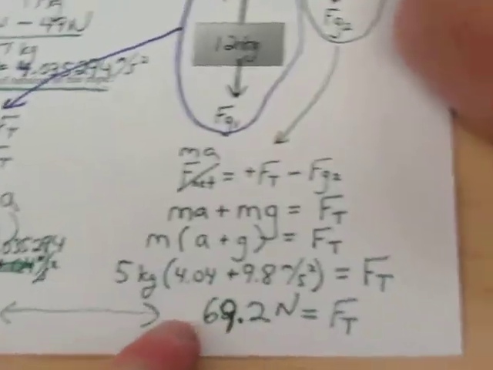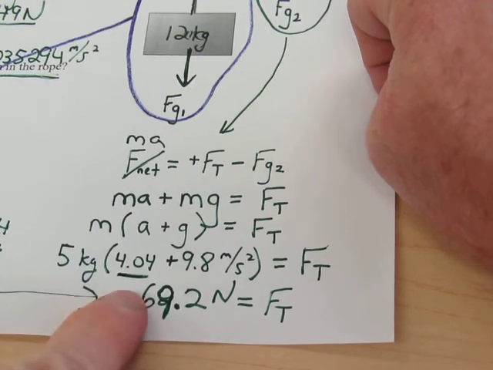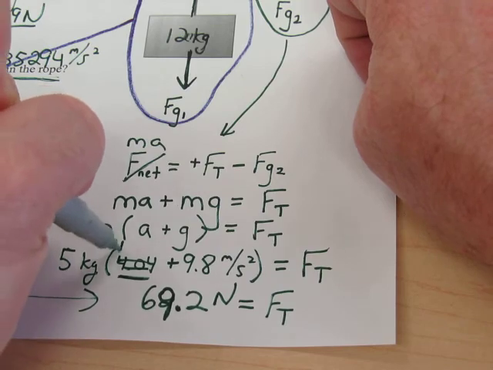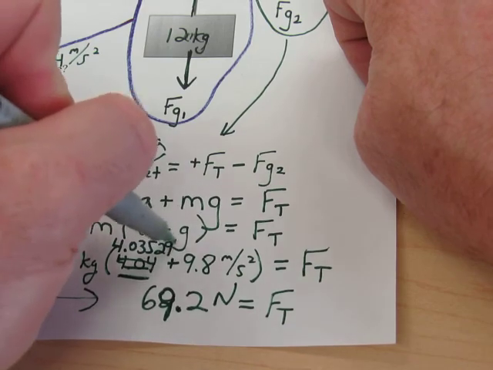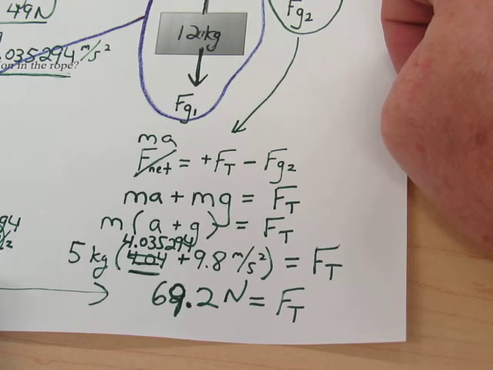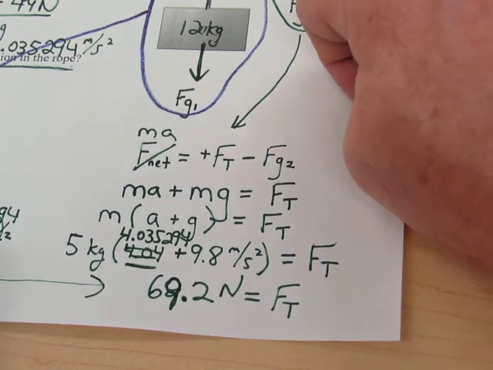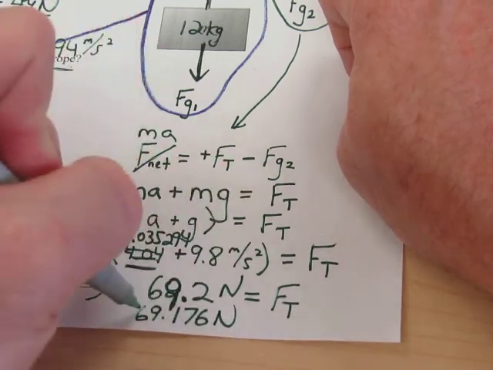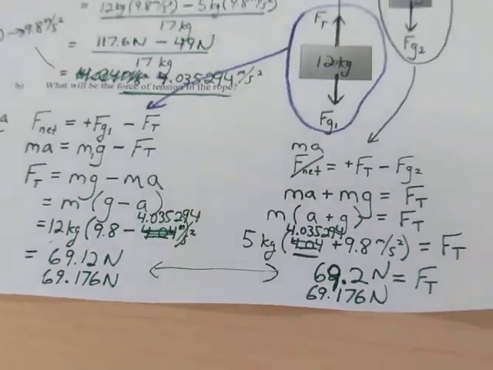Going over to this other mass, same thing. If I didn't round, and I don't feel like I rounded. I mean, 4.04 doesn't feel like rounding. But had I instead not rounded at all and wrote 4.035294 and repeated that calculation, I'm going to add on 9.8 and multiply by 5. I get an answer of 69.176. It matches right down to the thousandth of a decimal place on both of those versions.